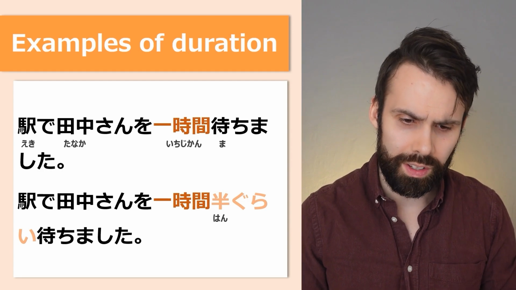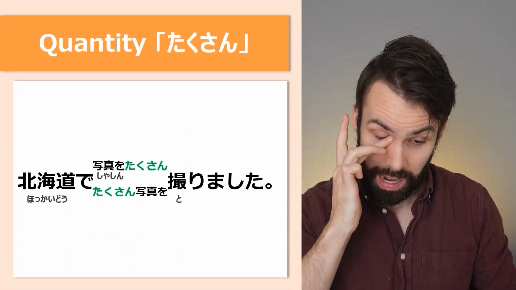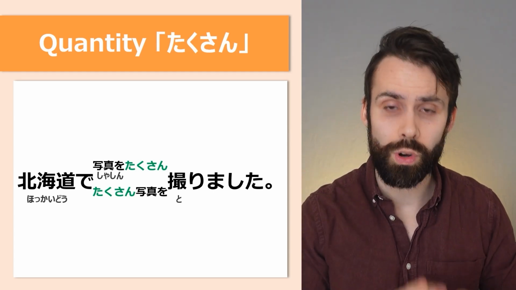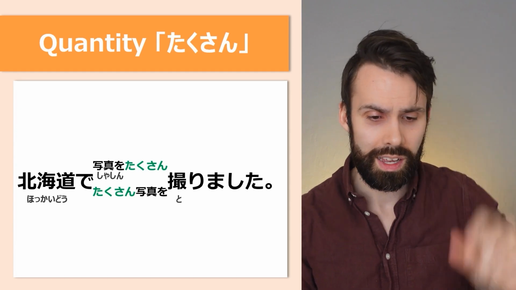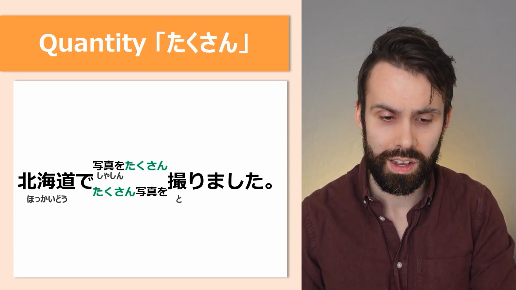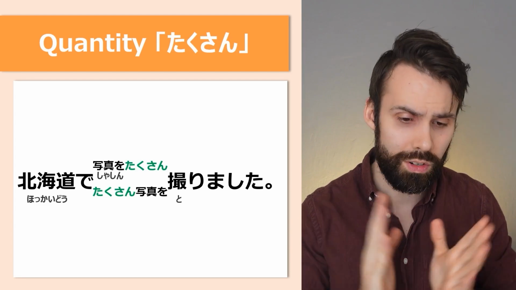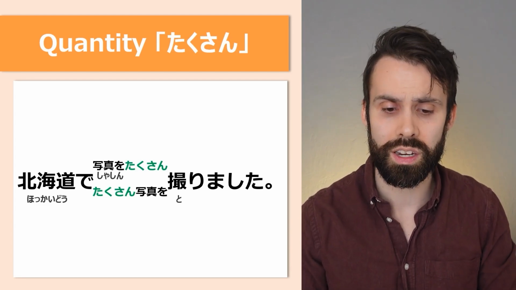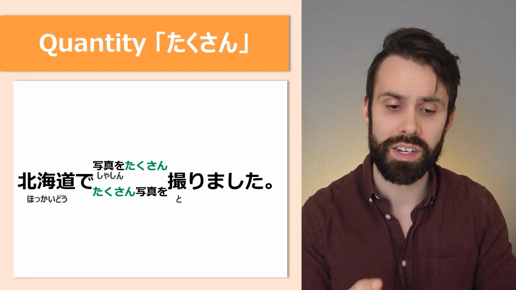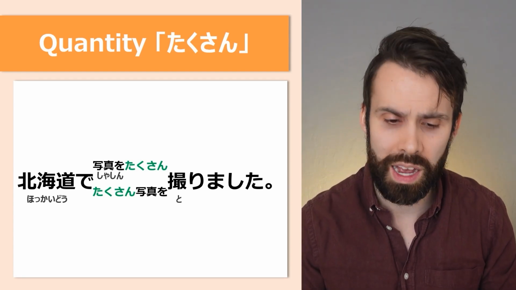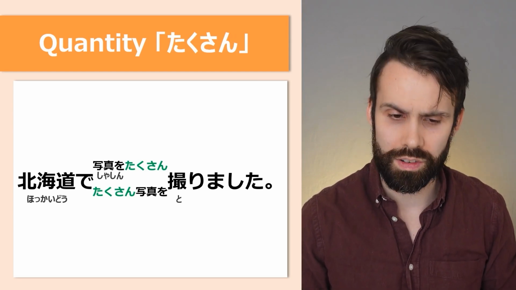But moving on to quantity, or this word takusan, meaning a lot. We're not going to say a lot about it, but here's an example sentence. So, Hokkaido de, so at Hokkaido, the island to the north, Hokkaido de shashin o takusan torimashita would mean I took a lot of photos in Hokkaido. But I can also say Hokkaido de takusan shashin o torimashita. So the location of takusan can vary. So shashin o takusan torimashita means the same as takusan shashin o torimashita. Just depends on your preference, really.